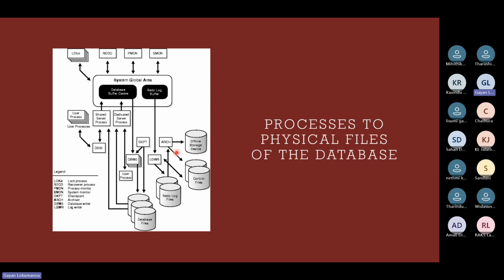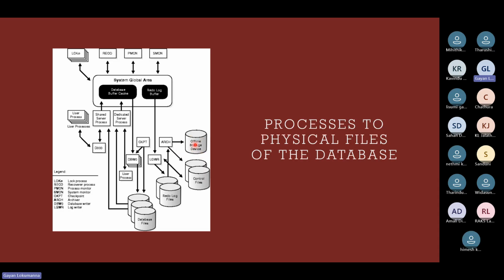We also have something called archive files, which we store separately. Archive files are basically backups of the redo log files. You can see here, the archive process takes backups of the redo log files and stores them separately in order to support what we call recovery. We will not talk too much about recovery here because we will probably talk about it sometime later. These are some of the files that you find in the database.